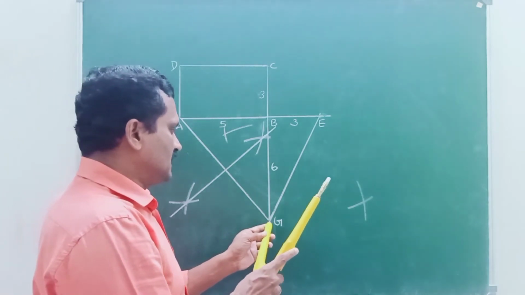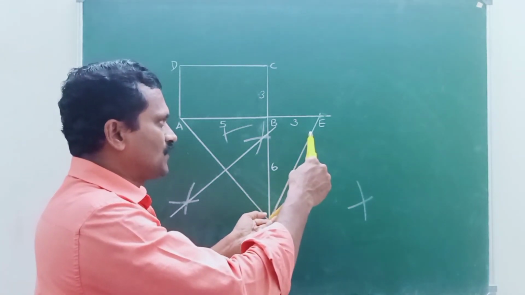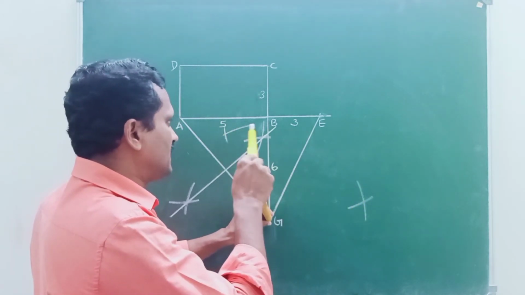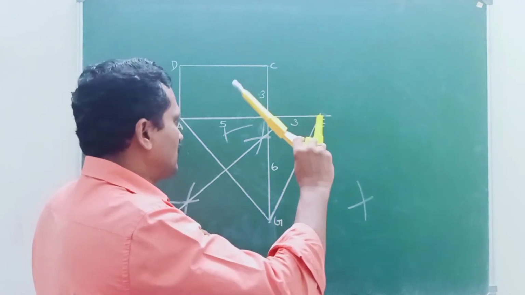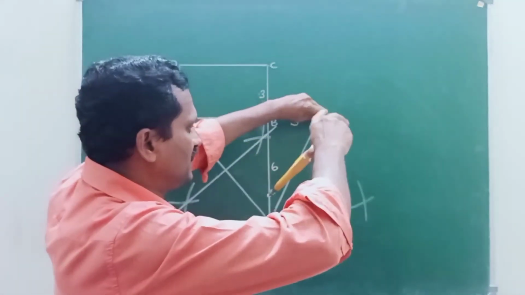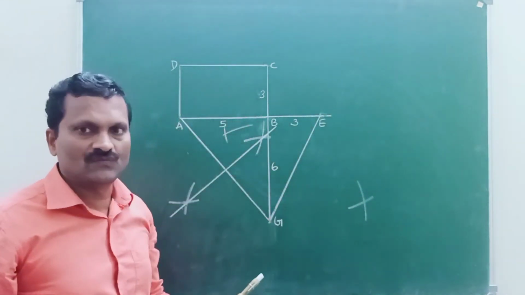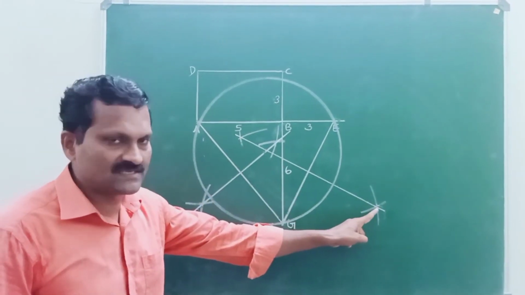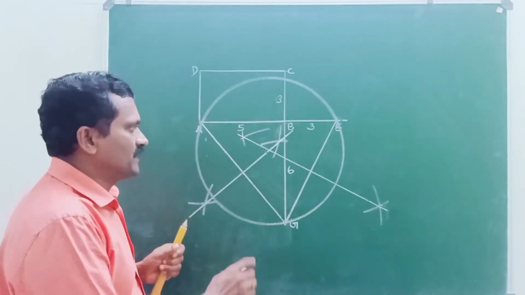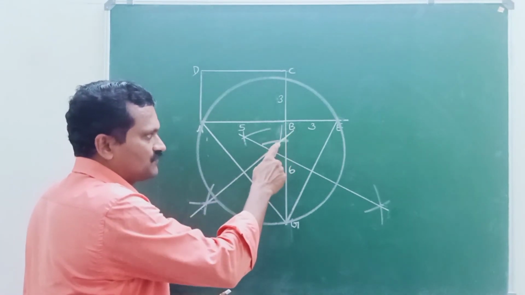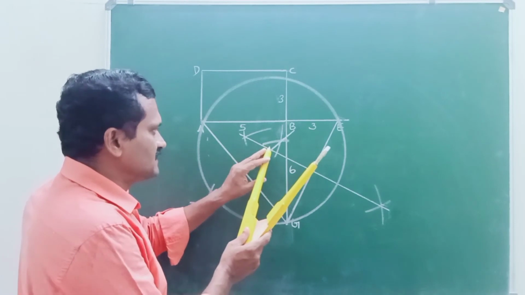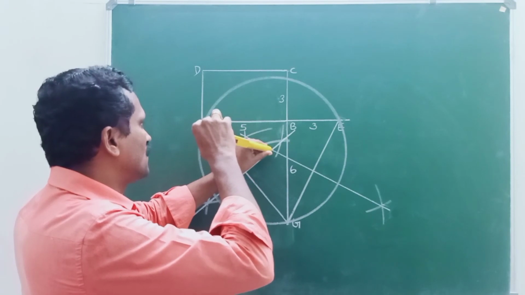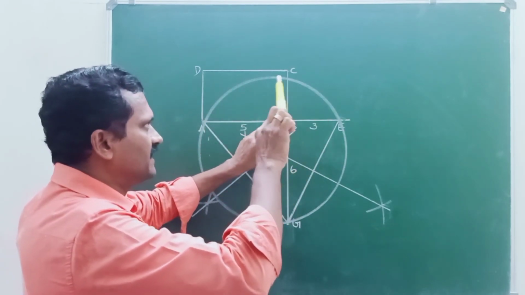For this, take more than half of EG on compass. From both ends of the segment EG, draw two arcs on either side of EG, find the point of intersection of these two arcs and join them to give the perpendicular bisector. Find the point of intersection of the perpendicular bisectors. It is considered as the center of the circumcircle. Draw the circle which passes through all the vertices of triangle AEG.